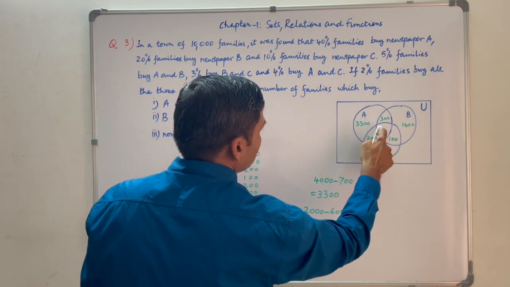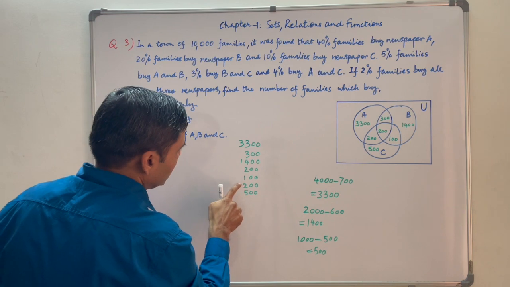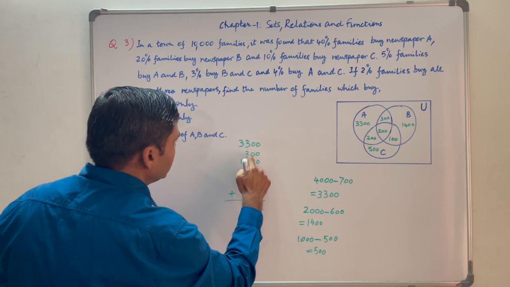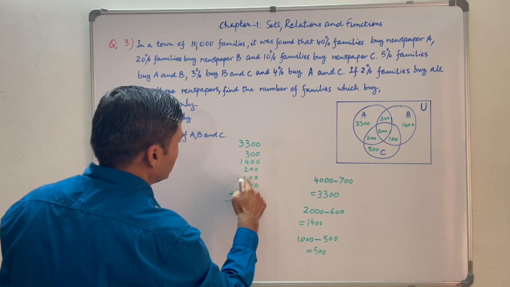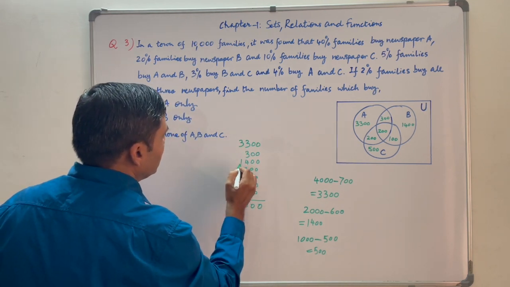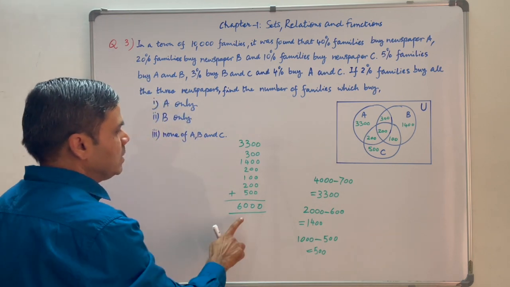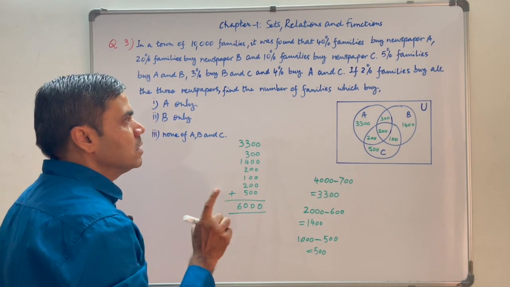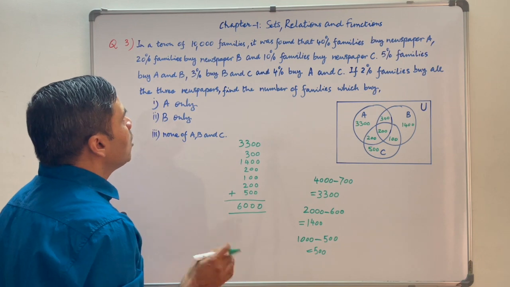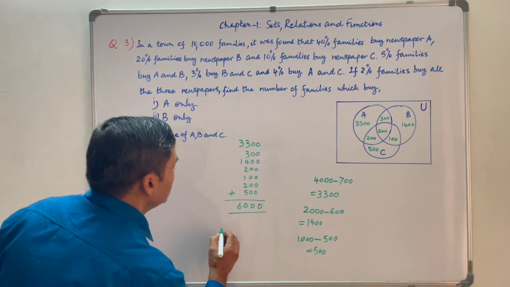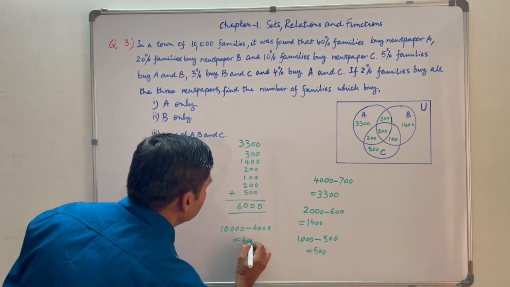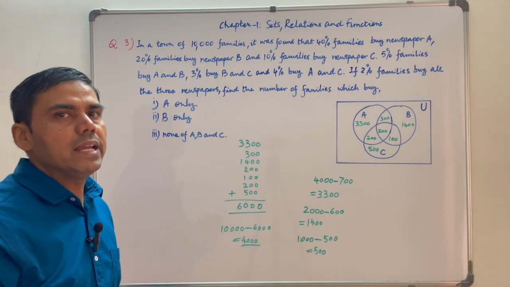Yes, we have included all seven: 1, 2, 3, 4, 5, 6, 7. So we have to do summation of all. It will be 0, 0, 3 plus 3, 6 plus 4, 10 plus 2, 12 plus 1, 13 plus 2, 15 plus 5, 20. 2 carry over, 2 plus 3, 5 plus 1, 6. So 6,000 families buy some of the newspapers, means either one, either A or B or C or combination. Let us figure out how many families do not buy any of them. So it will be 10,000 minus 6,000, that will be 4,000. So 4,000 families do not buy any of the newspapers.